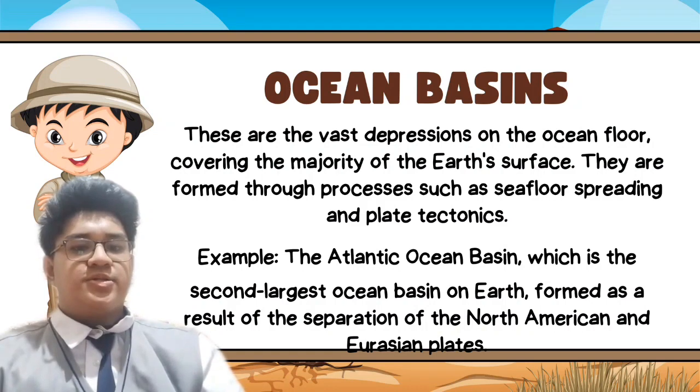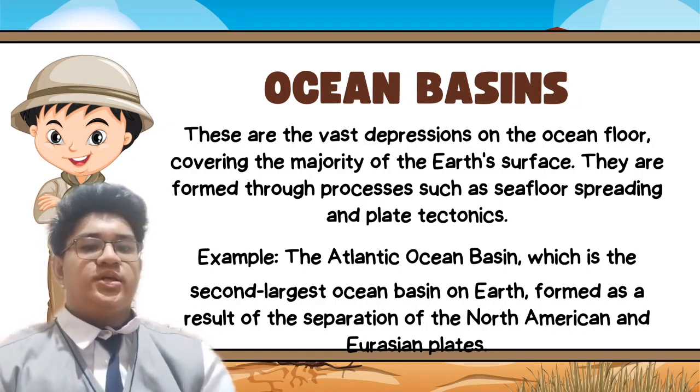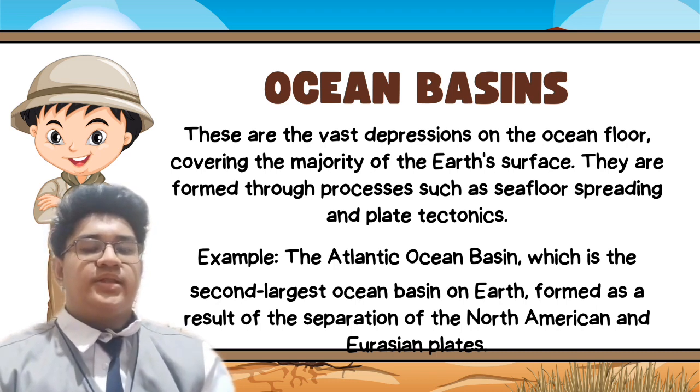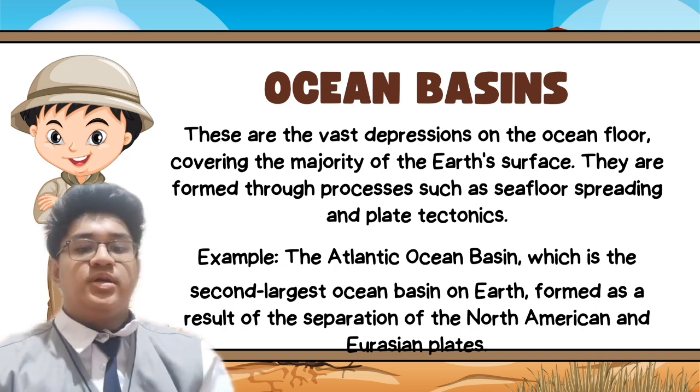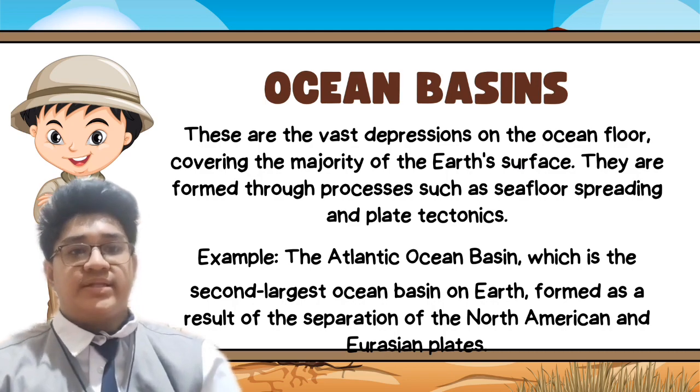Ocean basins. These are vast depressions on the ocean floor, covering the majority of the Earth's surface. They are formed through processes such as seafloor spreading and plate tectonics. Example, the Atlantic Ocean Basin, which is the second largest ocean basin on Earth, formed as a result of the separation of the North American and Eurasian plates.